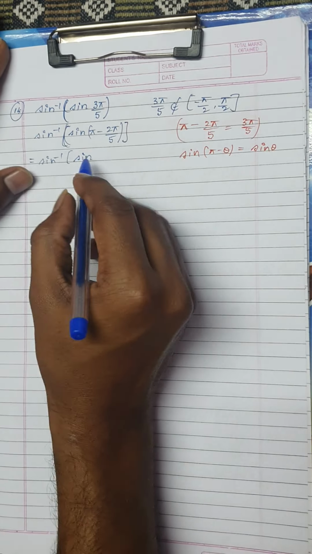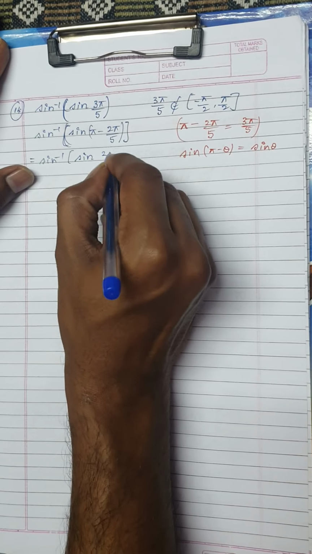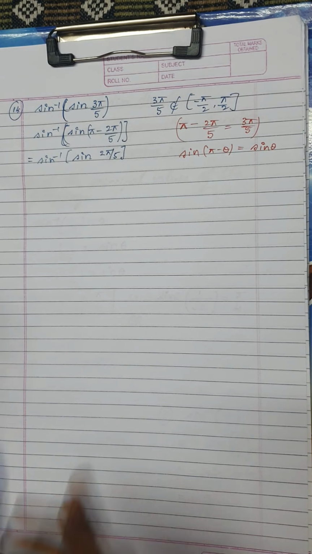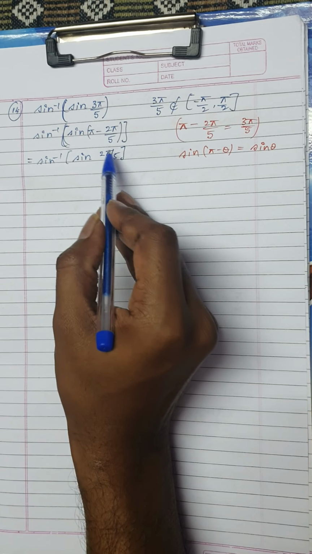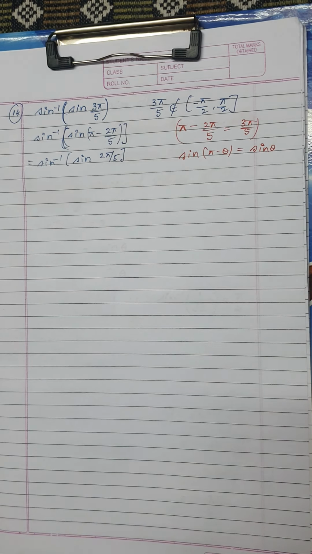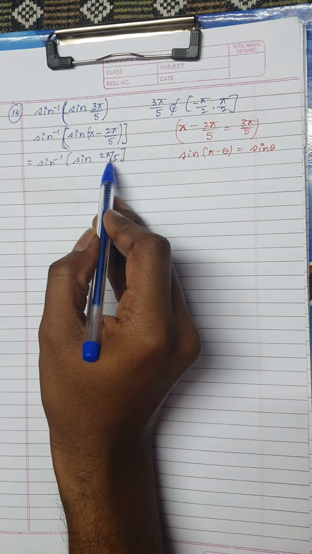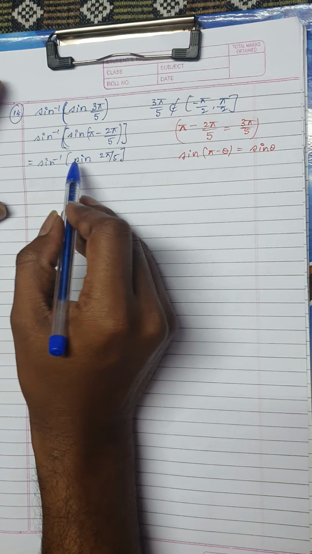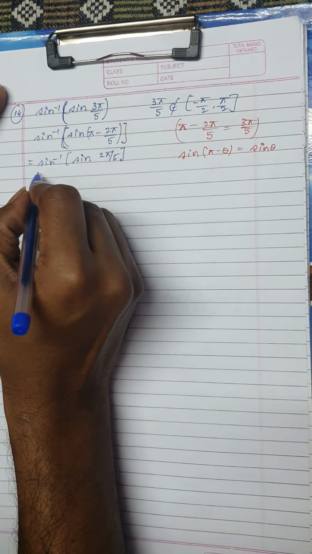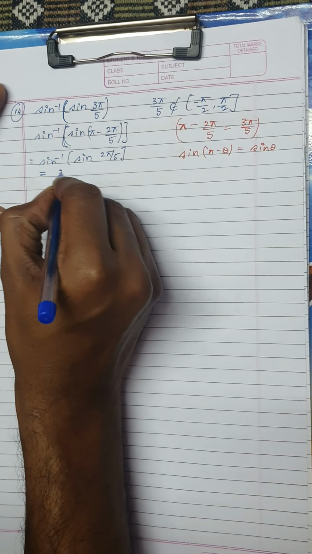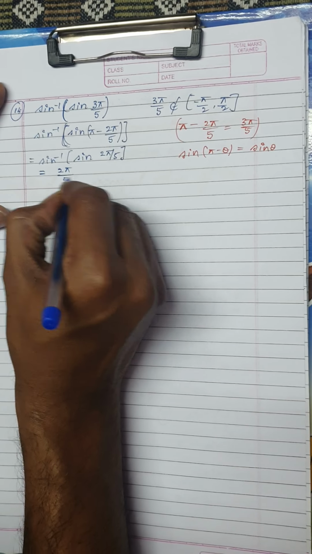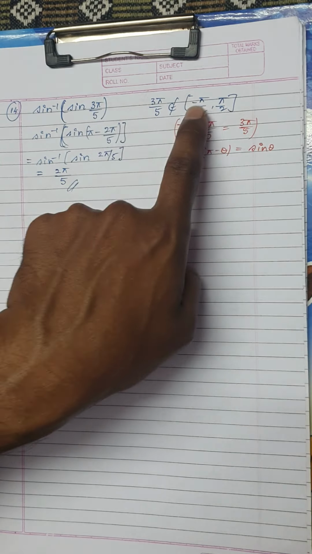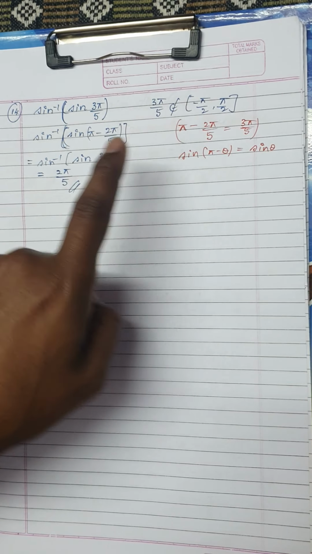So I am using this: sine inverse of sine 2 pi by 5. Now if you check, this 2 pi by 5 is nothing but 72 degrees, which is in my closed interval minus 90 to plus 90. I can cancel and write it as 2 pi by 5. So don't make the mistake of directly cancelling, because the angle is not in the range.